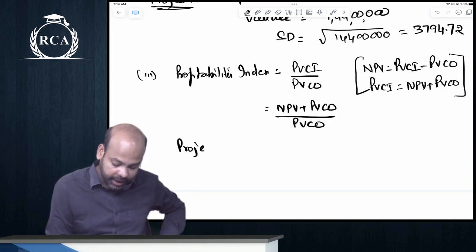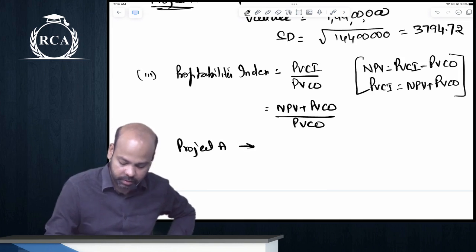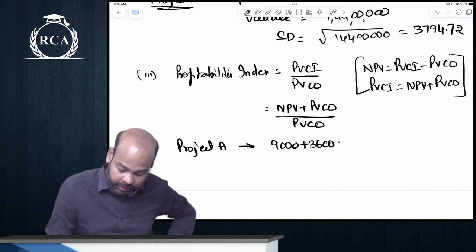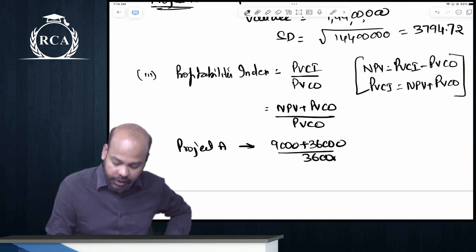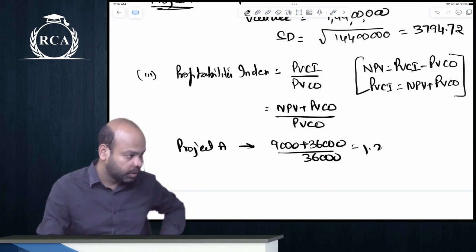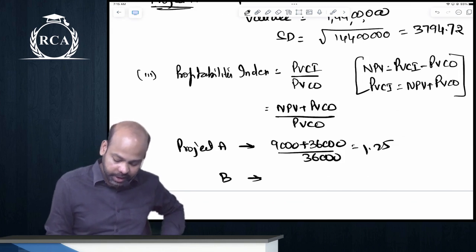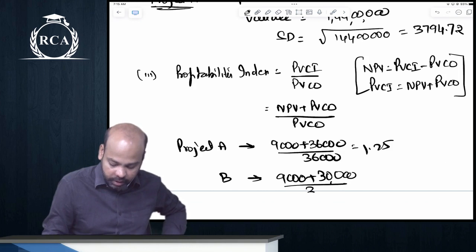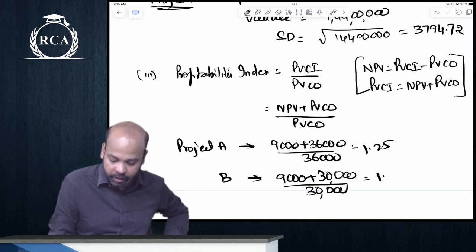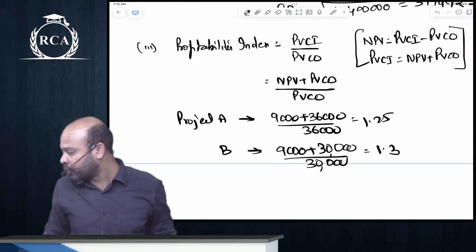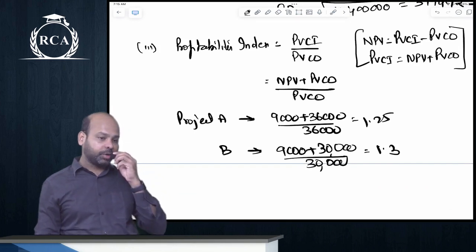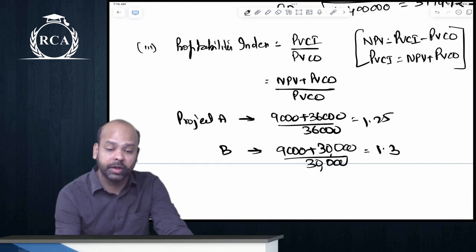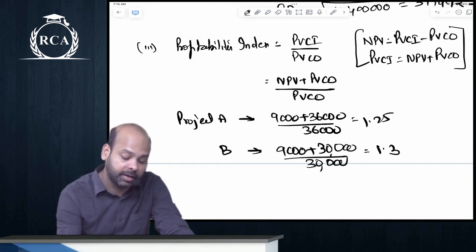So project A ka, guys, what is your NPV beta? 9,000. Initial investment 36,000. So 45,000 by 36,000, 1.25. Project B, guys, it is 9,000 plus 30,000, divided by 30,000, 1.3. This will be the profitability index, guys, of project A and project B. They gave us NPV, they gave us PVCO, using which we can arrive at PVCI. Done with this?